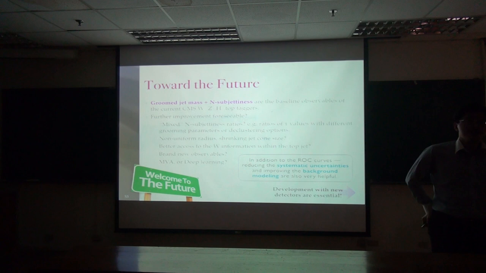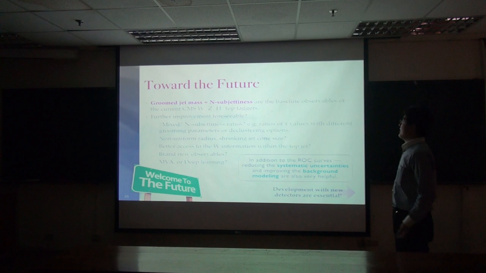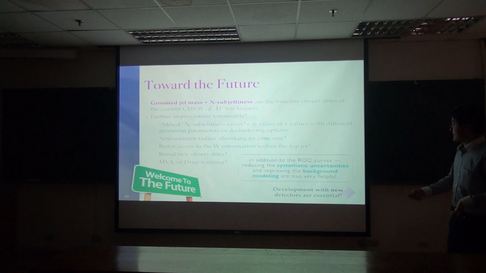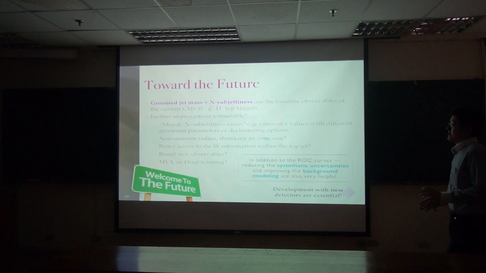So far, most analyses depend on pruned jets, meaning a pruned jet mass or soft drop mass plus N-subjettiness variables. Basically, now it's a baseline for all analyses of this kind. And what can still be done? For example, people can mix different N-subjettiness ratios. For example, right now we take tau 2-1, tau 3-2, but we can actually compare different variables and give a better estimation.